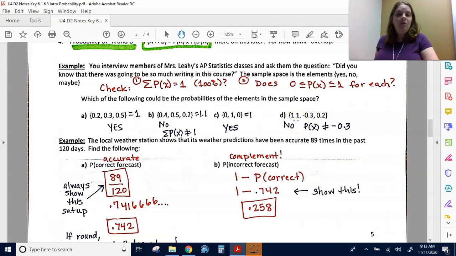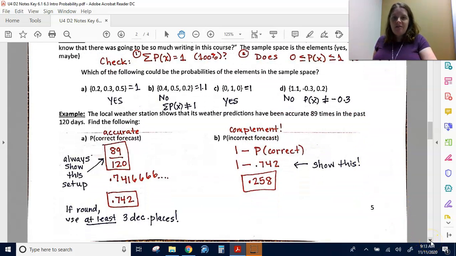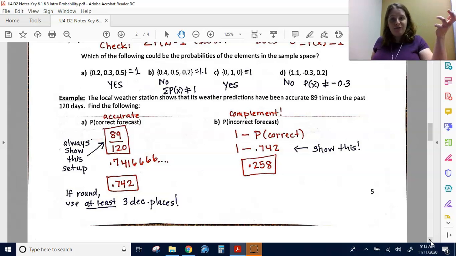Here, I've got that 1.1 and I've got a negative 0.3. Automatically, that should fire off problems. All my probabilities have to be between 0 and 1. This one's too high, that one's too low, so we've got to toss them out, even though they do add up to 100%. All right, so that one's no good. Also think about that in terms of finding probability, just like you have in previous classes.